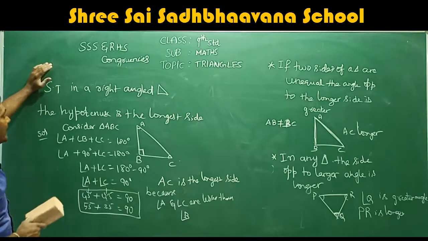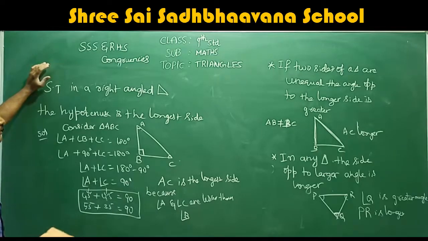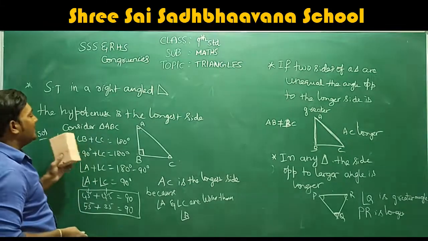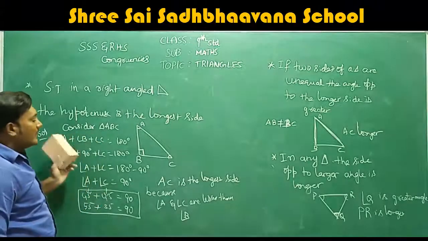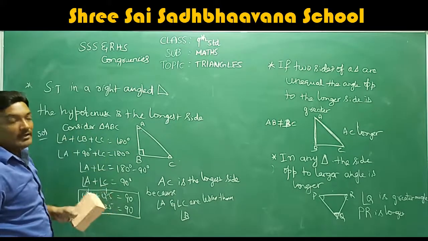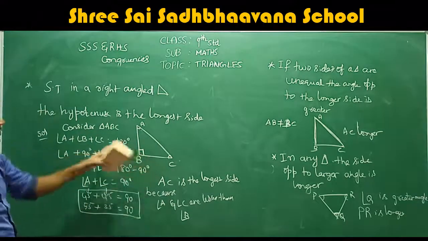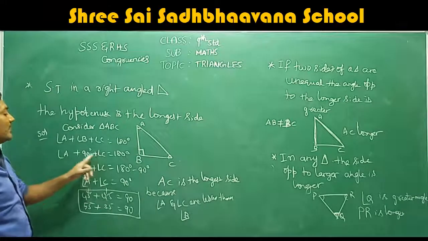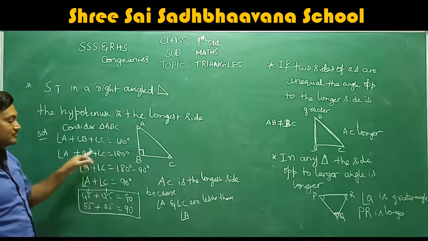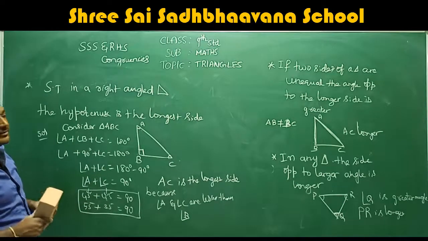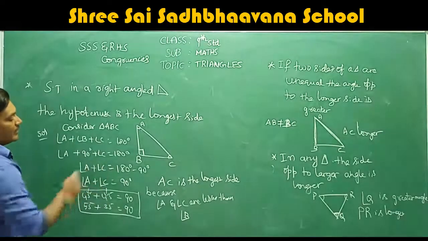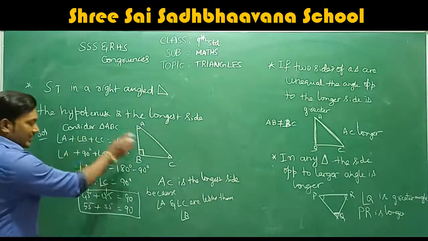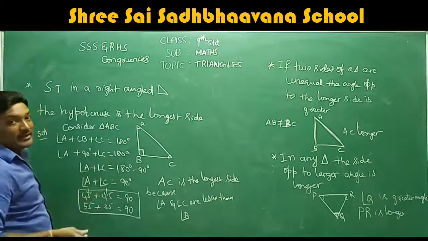We have to prove in a right angle triangle that the hypotenuse is the longest side. So consider triangle ABC. In this ABC, we know the angle sum property: angle A plus angle B plus angle C should be equal to 180 degrees, and the measurement of angle B we know is 90 degrees. So angle A plus 90 plus C is equal to 180 degrees, and angle A plus angle C is 180 minus 90. This 90 you send to the other side. So 180 minus 90 is 90, so angle A plus angle C should be 90.